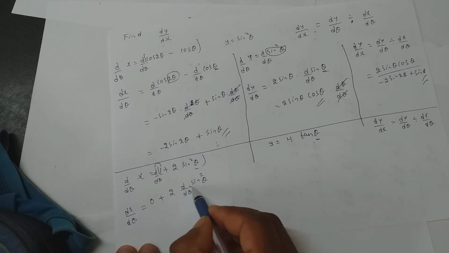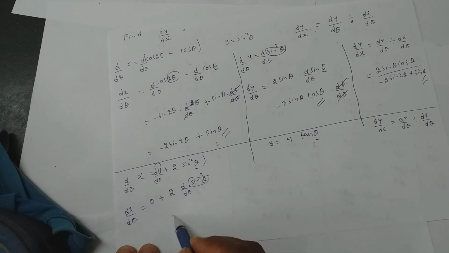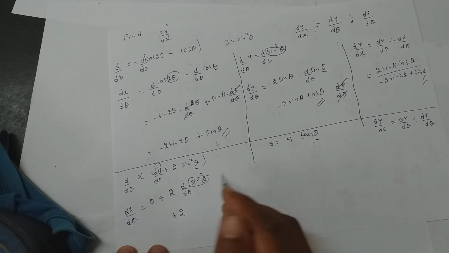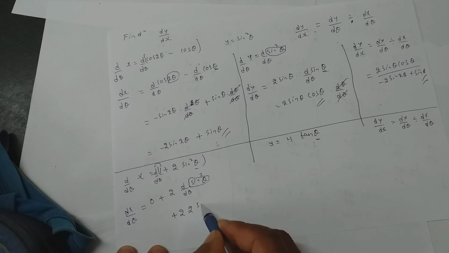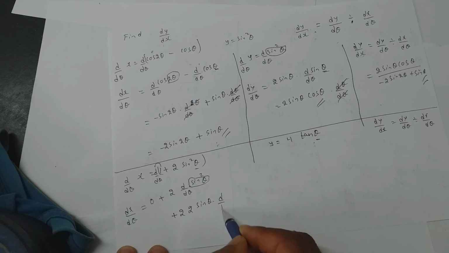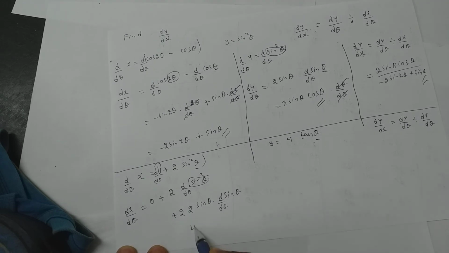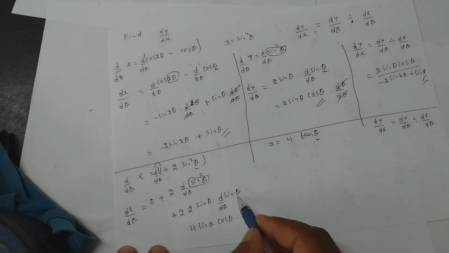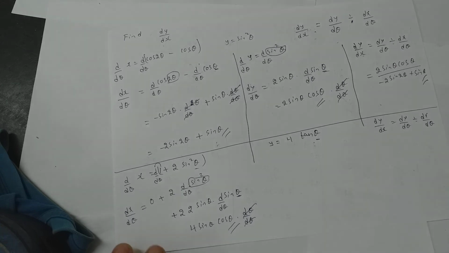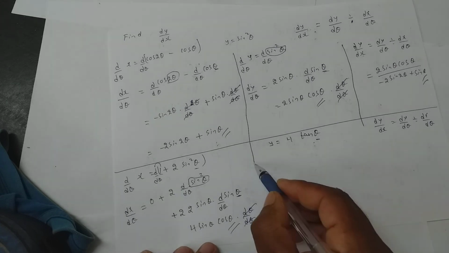First you will assume it to be x. So what is the differentiation of x square? 2x. So 2x is sin theta into d by d theta of sin theta. So it is 4 sin theta into, differentiation of sin x is cos x, into d by d theta of theta. So it gets cancelled. This is the answer. Am I clear?